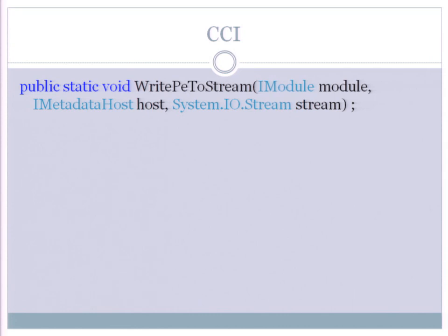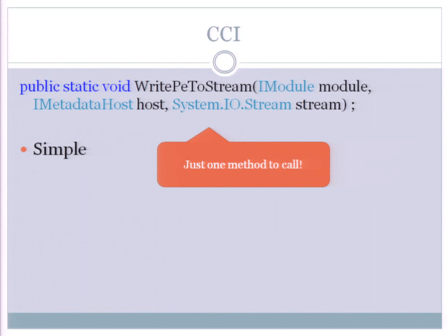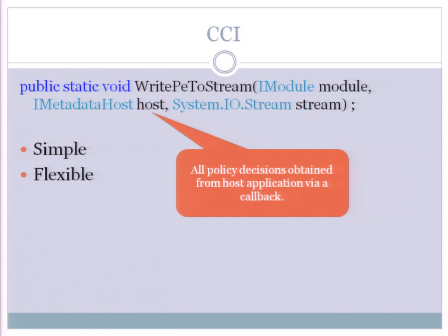So now let's look at the CCI interface for emitting metadata. That's it. That's the interface. It's one call. So we're talking simple here, right? It's not what we've seen before. It's flexible. Basically, all policy decisions are provided to the metadata writer through this host abstraction.